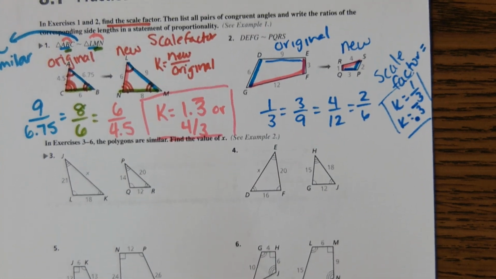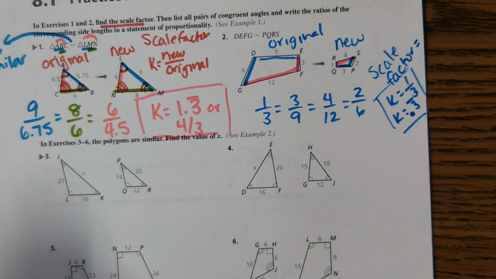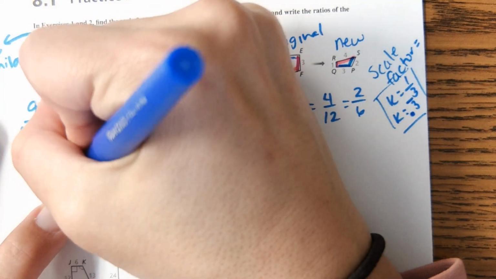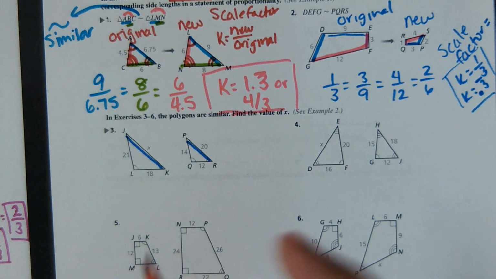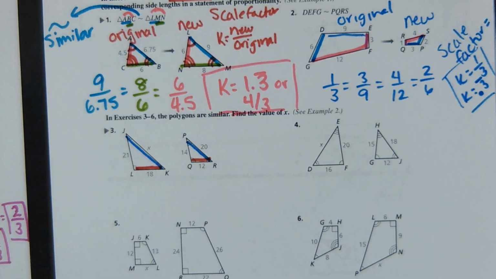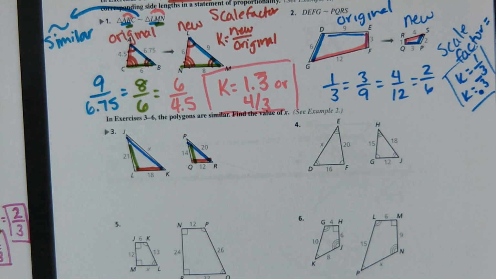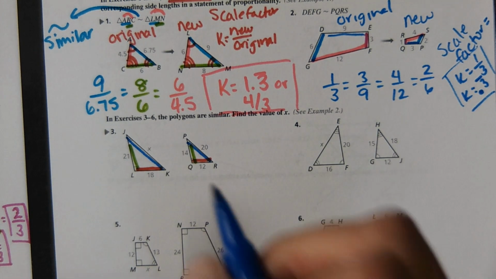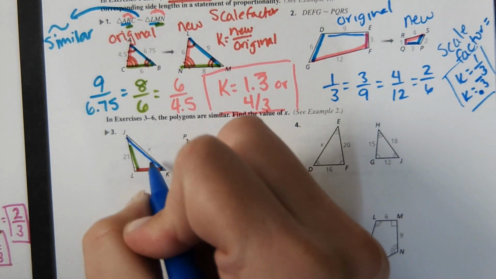Okay. Next, now it says the polygons are similar. Find the value of x. So for this, we do have to identify corresponding sides. Looks like this corresponds with this. This side corresponds with this one. And this side corresponds with this. Okay, so to set this up, it doesn't matter which order, there's no arrow, it's not saying one's the new one and one's the original, you just have to be consistent.